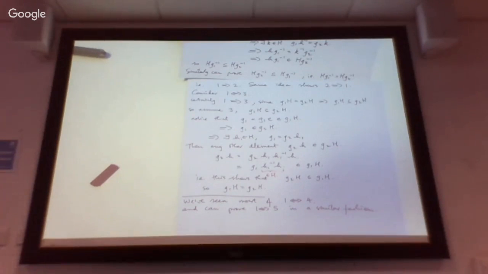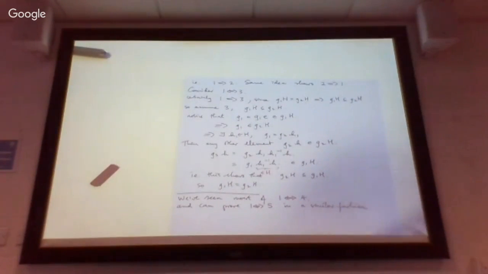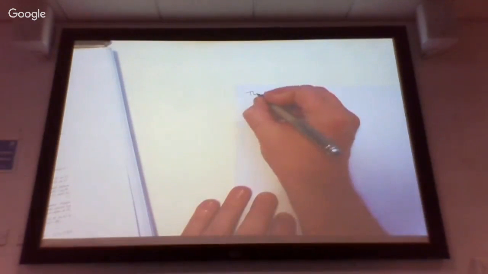Okay. Any questions about that? Okay. So that's the kind of technical lemma out of the way. Then we start making some progress towards the proof. Okay. So next we've got Theorem 6.4.